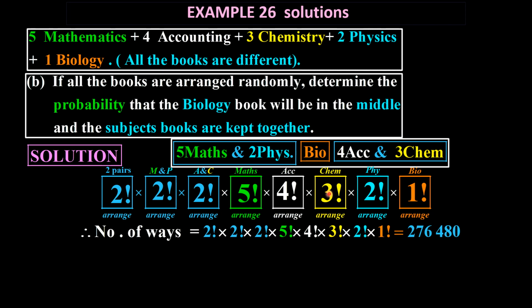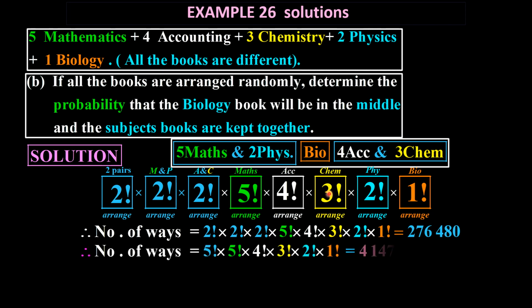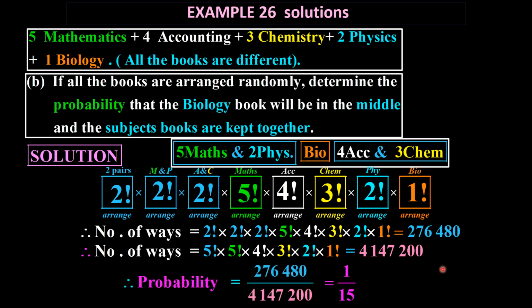But how many ways can we arrange the books so that all the subjects are together? So there are 5 subjects, that's 5 factorial. The maths can be arranged, the accounting, the chemistry, the physics, and the biology, and that gives me 4,147,200 there. So if we find the probability, it's going to be 276,480 over 4,147,200. And if we simplify that, it gives me 1 out of 15.